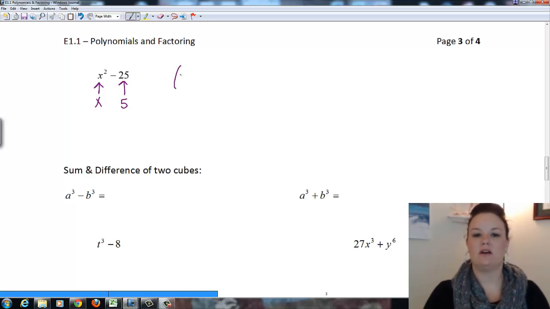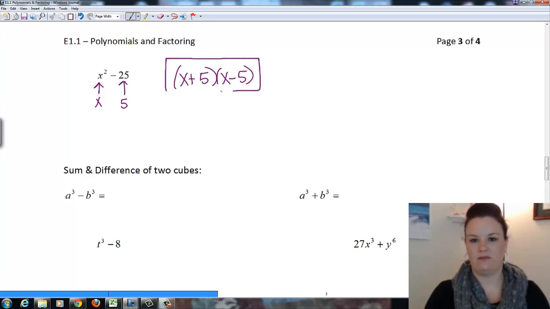Plug it into my formula. First base plus my second base. First base minus my second base. And this is fully factored.